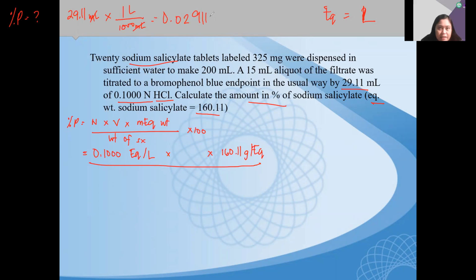0.02911 liters. Okay? Ito yung gagamitin ko here. Now, sa baba, this is times 100. Sa baba, class, this should be the weight of the sample. Ano kaya yung weight of the sample here?